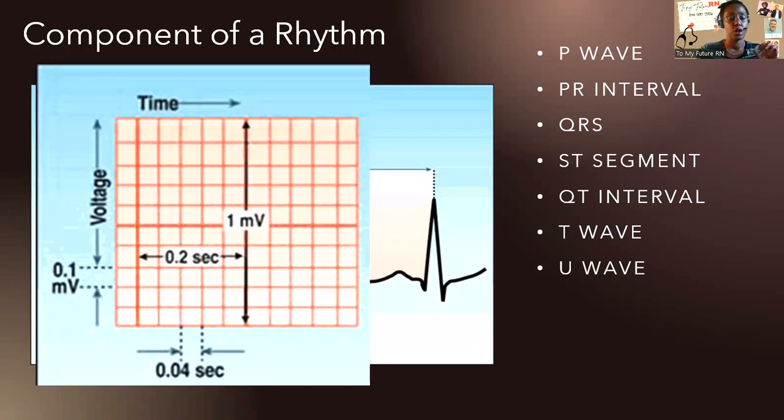0.04 seconds. Large boxes are made up of 5 small boxes. So a large box is 0.2 seconds. We're going to see how this is incorporated into our analysis a little bit later on.